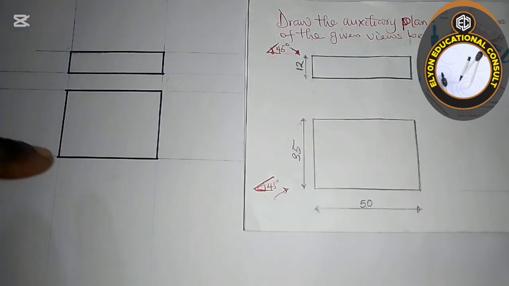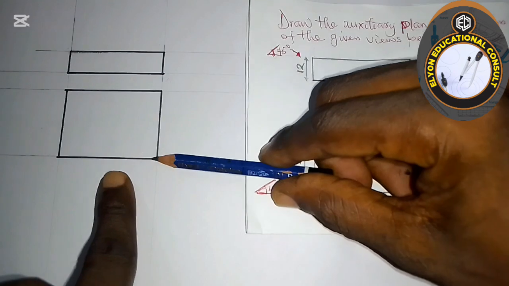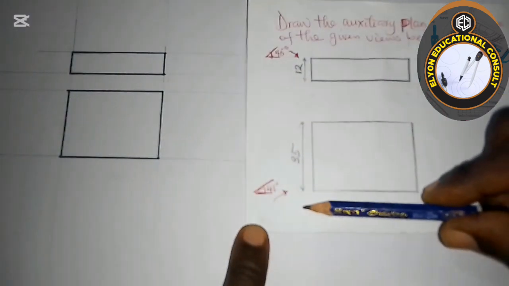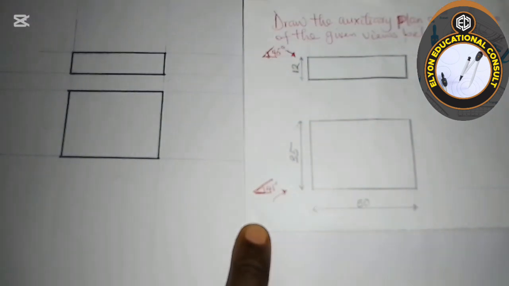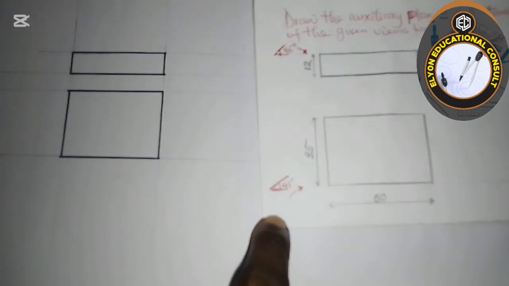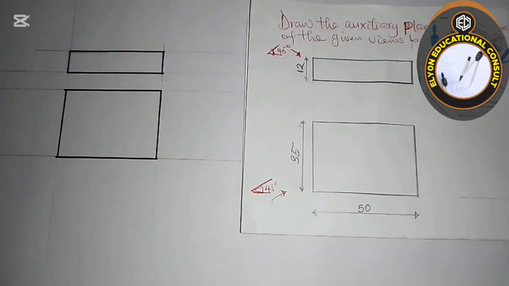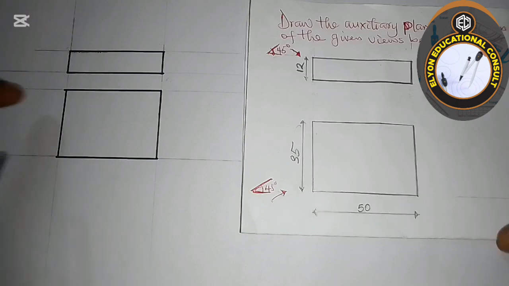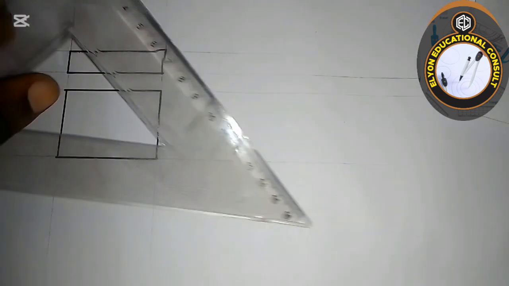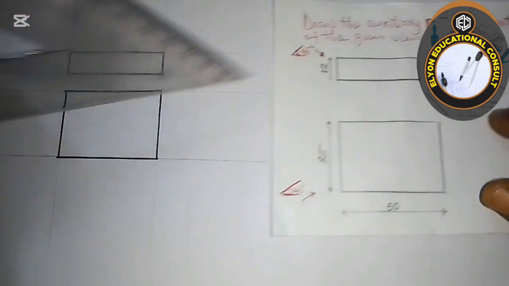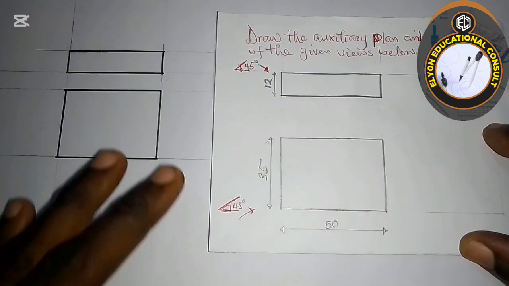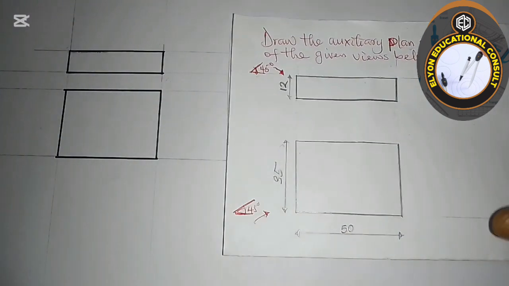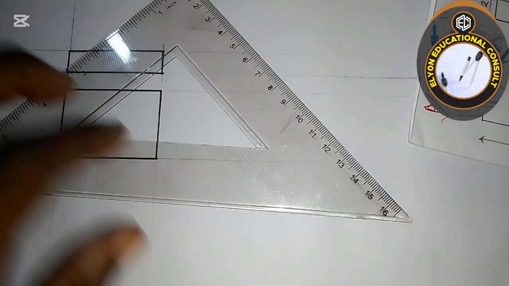If we are to draw the auxiliary elevation, I will go to my plan, the same angle too. You can see we are given angle 45 also. We are going to project. So let's quickly do that so that you understand what I'm trying to say. From each of the corners, let me start with the auxiliary elevation first.